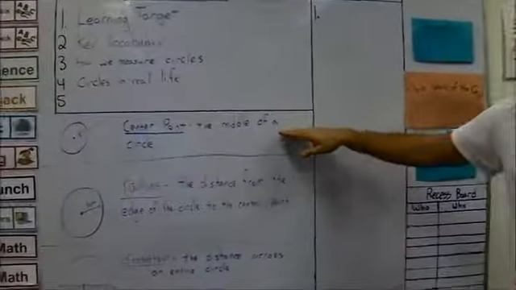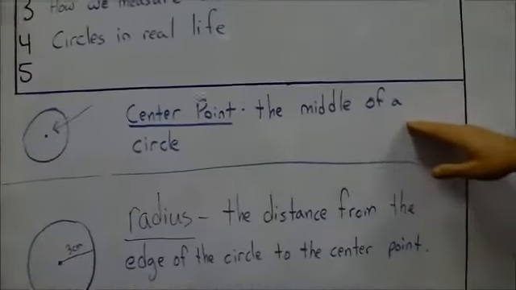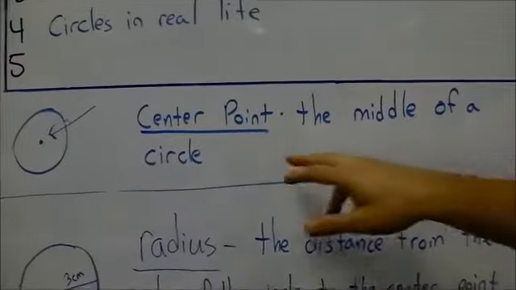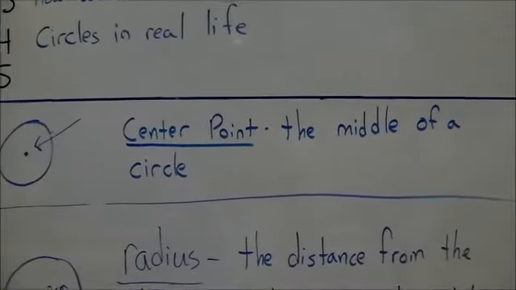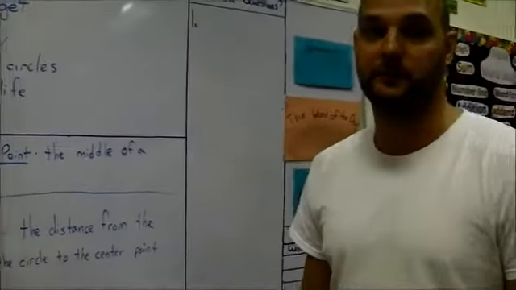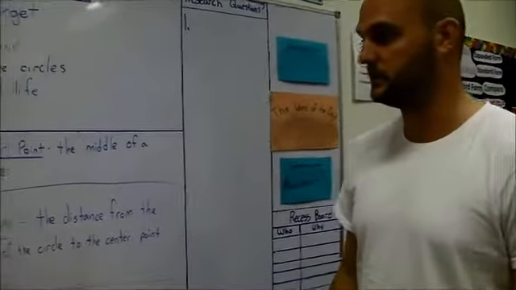Let's take a look at the first part of what we're going to talk about for circles. The first part is called the center point. And this is the middle of the circle. This would be a good thing to write down in your key vocabulary part of your notes.